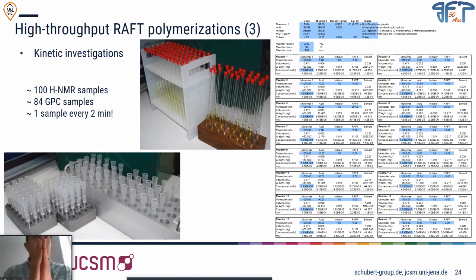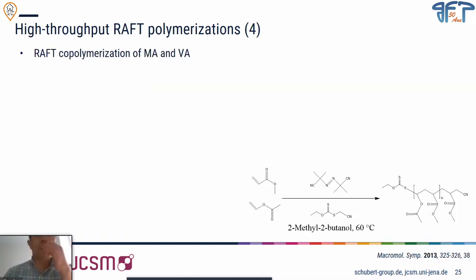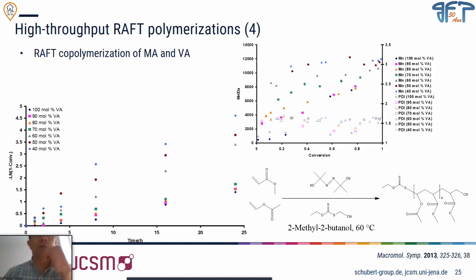Of course, sometimes it's just too much information. You need to think about not generating too many samples, but the amount that makes sense to learn something about your experiment. But easily in a kinetic investigation, we generate up to 100 samples for NMR. A similar number for SECs. With that, we can measure reactivity ratios and different kinetic parameters, like I showed you in this example.